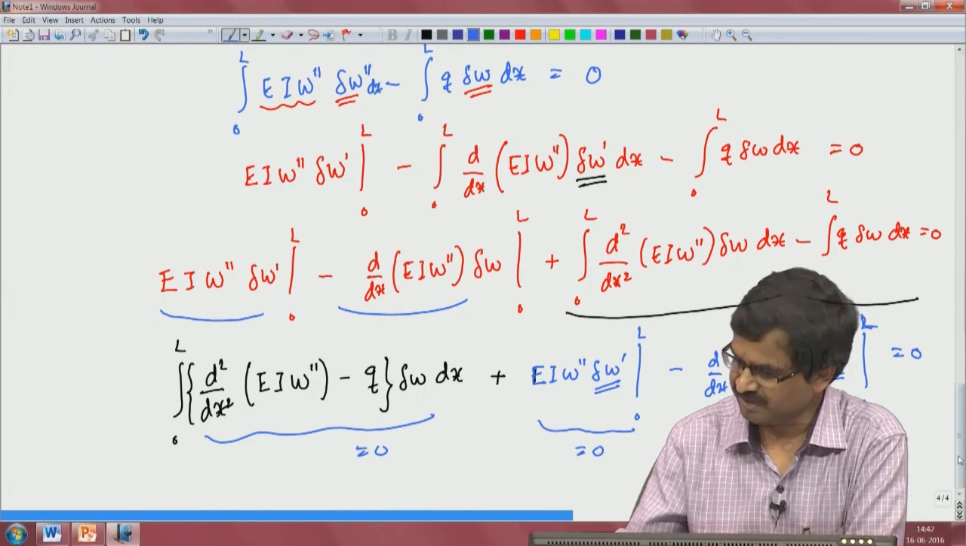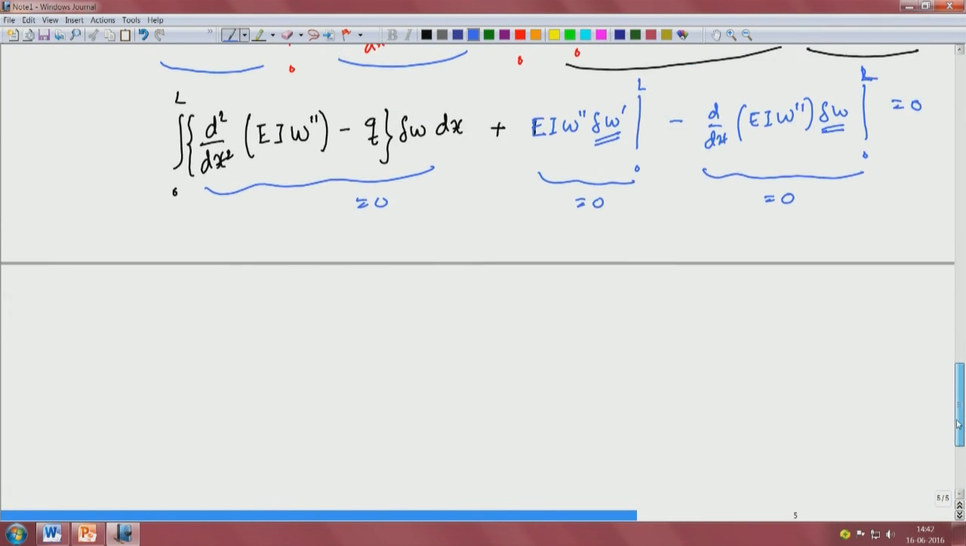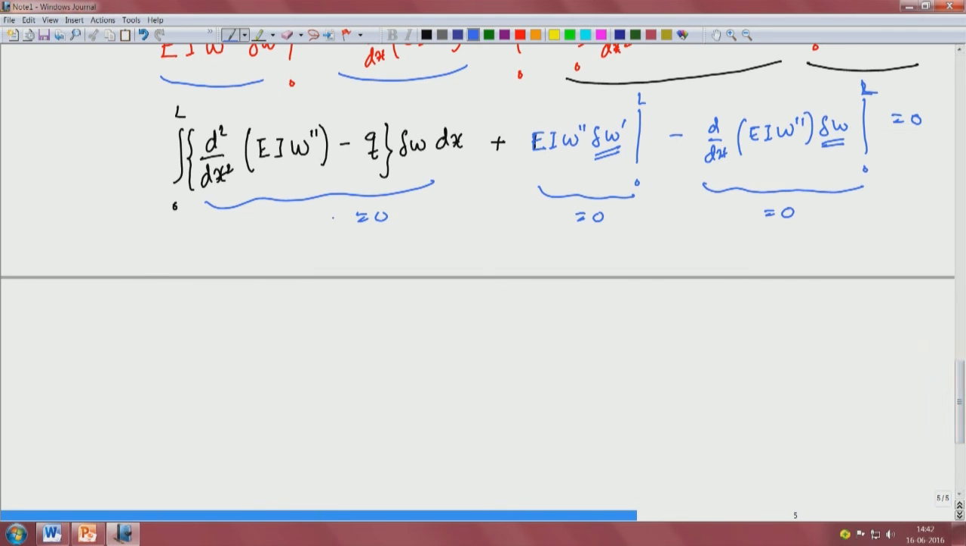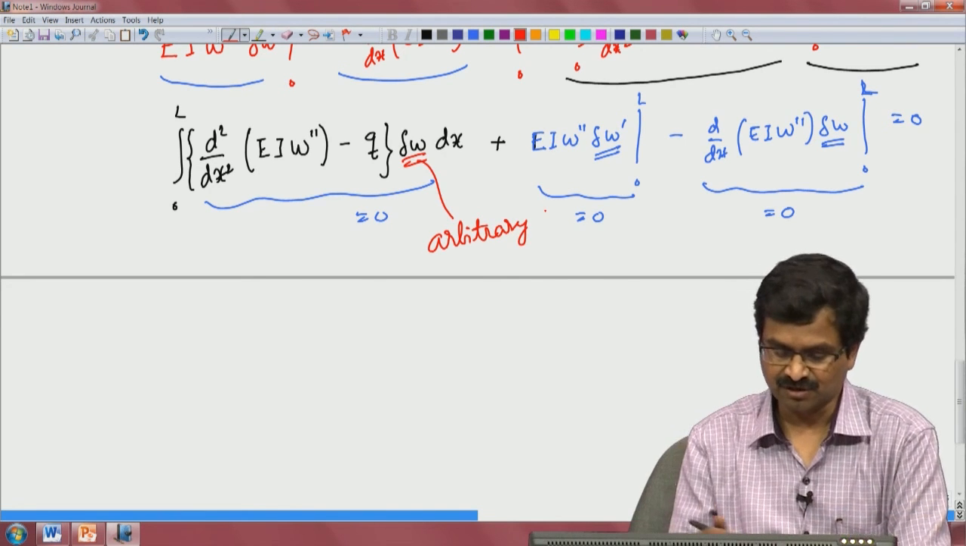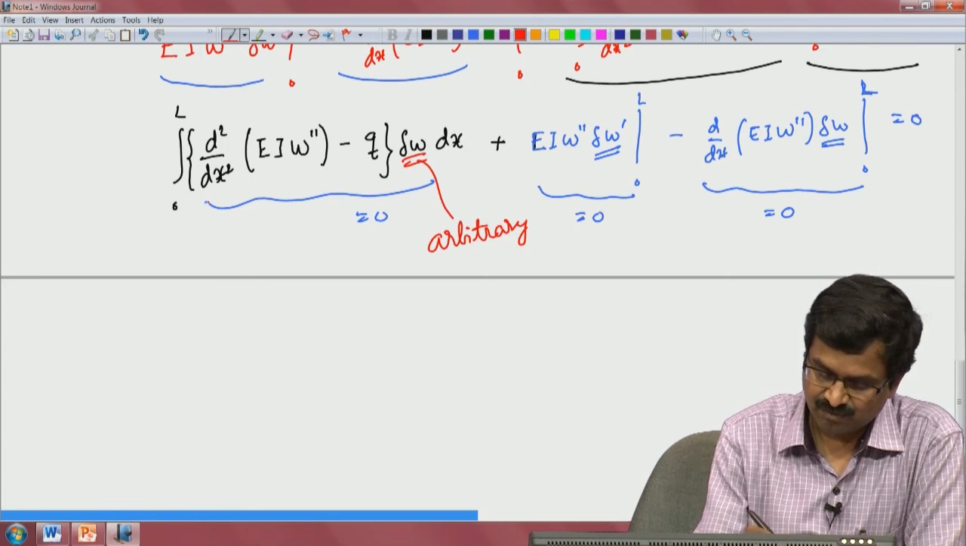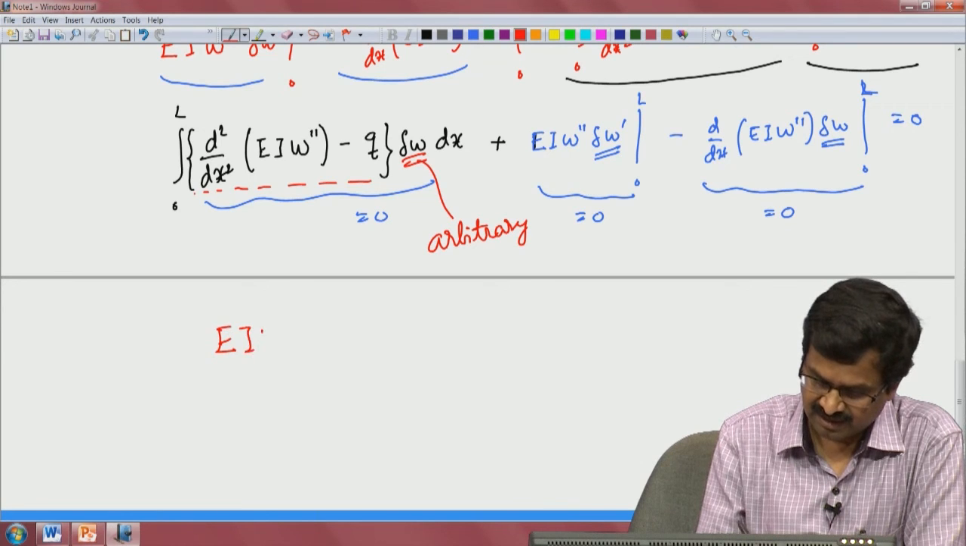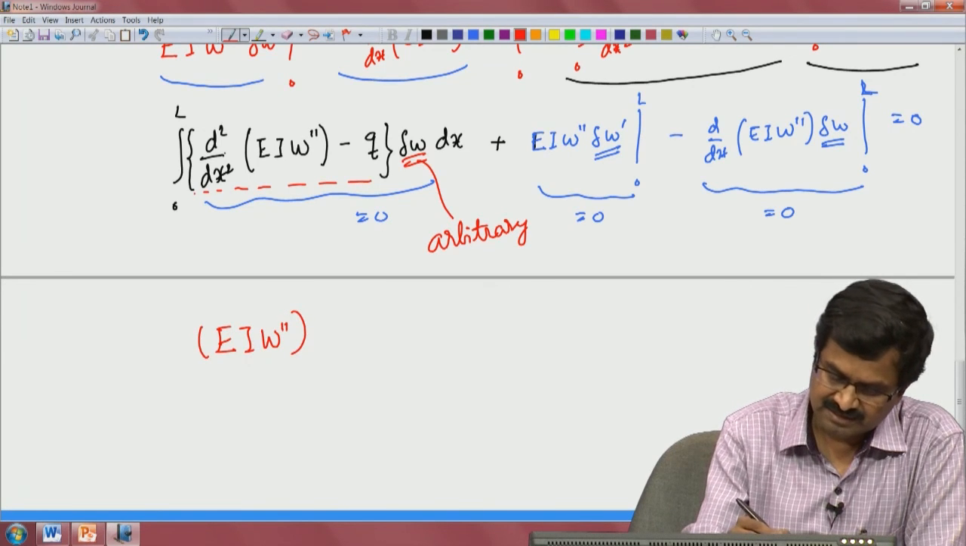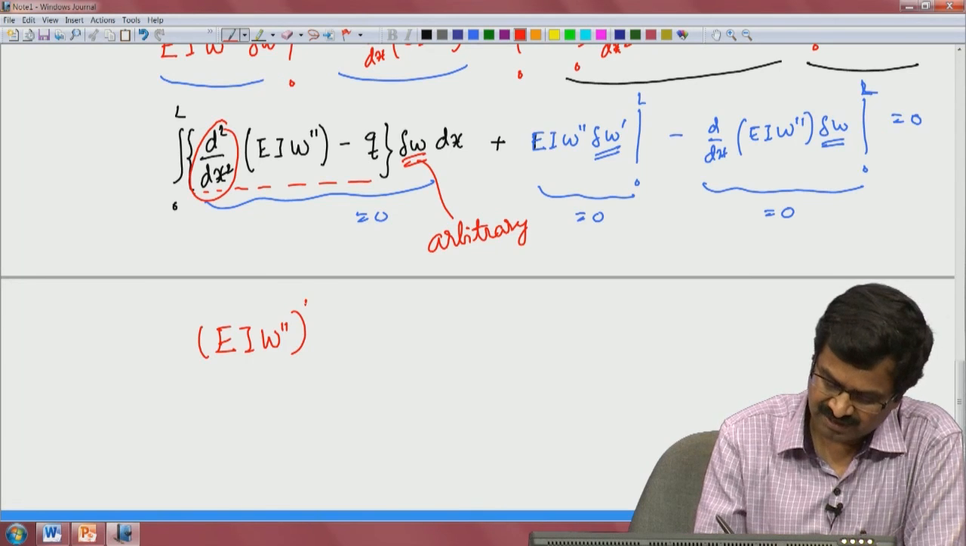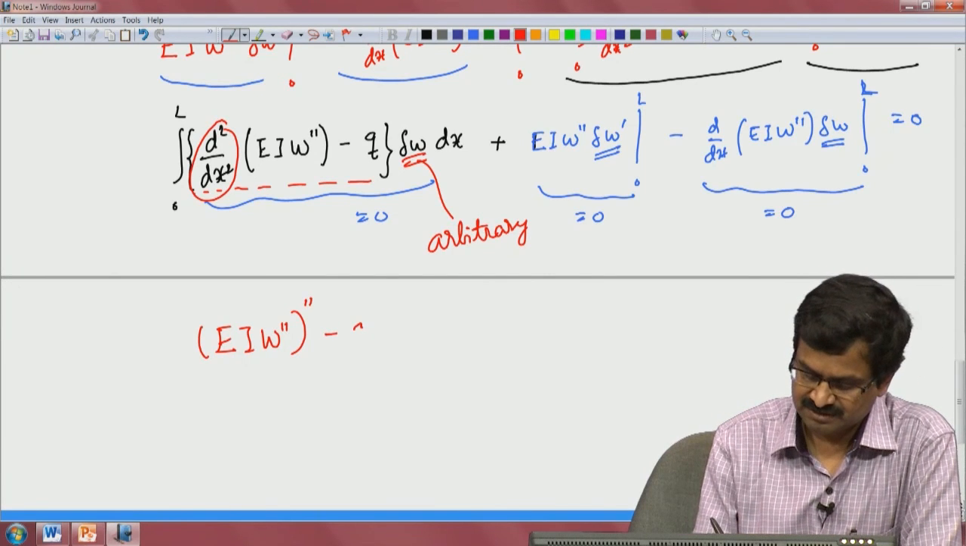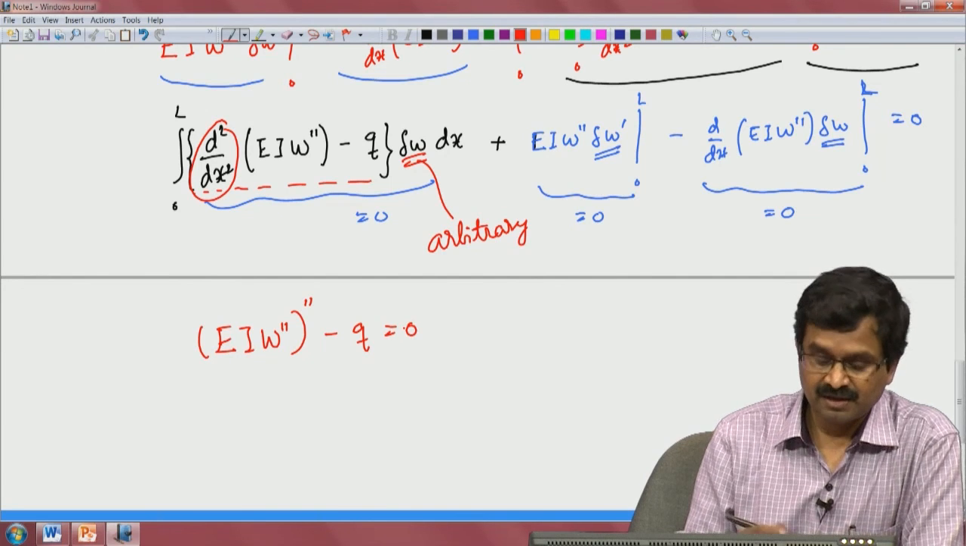So, if you make them individually 0, the fundamental lemma of calculus of variation says that this is arbitrary, which we have to here for boundary conditions and differential equation part, that is arbitrary. The fundamental lemma tells us that what multiplies that, that is this thing, should be equal to 0. If I write EI w double prime and this d square by dx square, I will just put it as 2 primes, okay, minus q equal to 0. This is what we get.